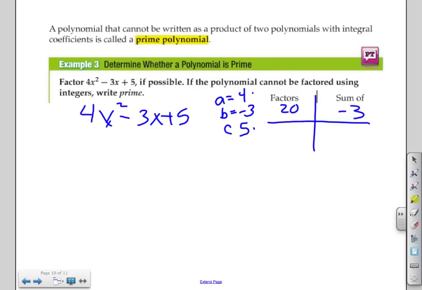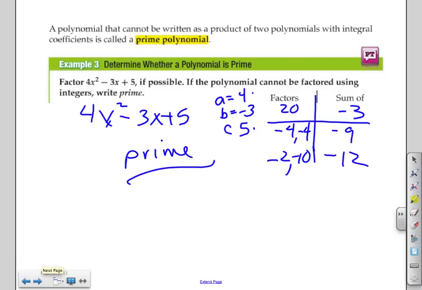So we start looking, and you look at negative 20 and negative 1, you know that's not going to work. You look at 4 and 5. Are 4 and 5 going to work? Negative 4, negative 5. Well, that certainly equals 20, but it doesn't equal negative 3, right? It equals negative 9. And we have to find something that will work for both. We try negative 2 and negative 10. That doesn't work either. So nothing works. So therefore, there are no factors. So therefore, it's prime. Okay?